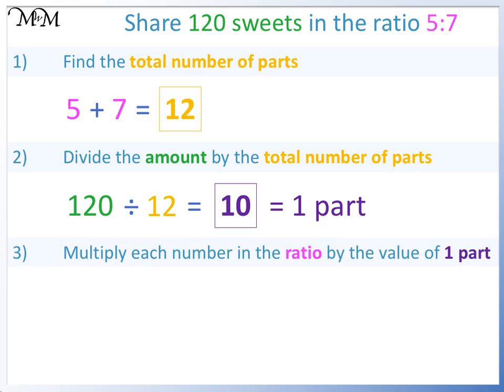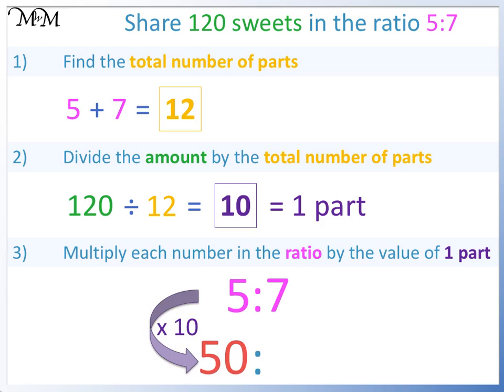Step 3. Multiply each number in the ratio by the value of one part. The ratio is 5 to 7, and the value of one part is 10. 5 times 10 equals 50, and 7 times 10 equals 70. So we have a ratio of 50 sweets to 70 sweets.